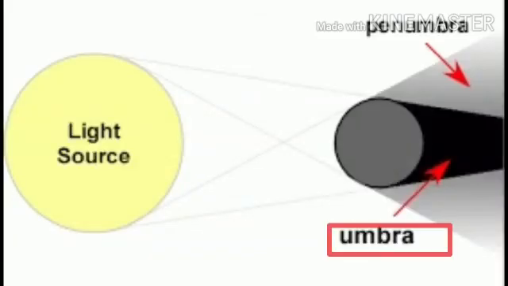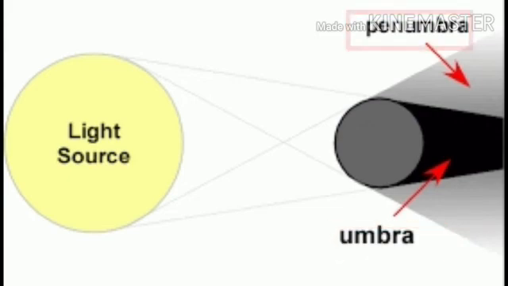Umbra, it is the central and darkest part of the shadow where no light reaches. Penumbra, it is a part of a shadow that receives some amount of light. That is why it casts a faint shadow. It lies around the umbra.